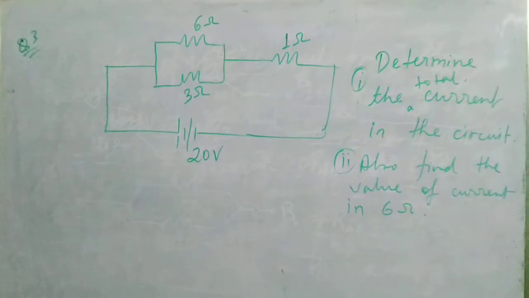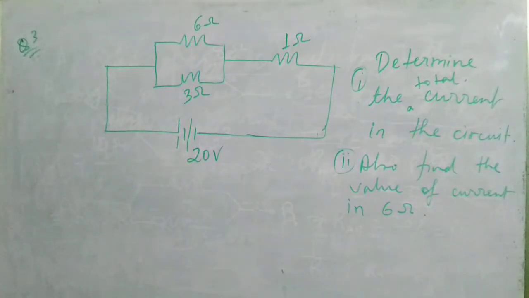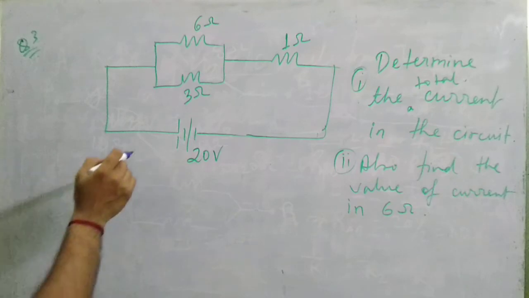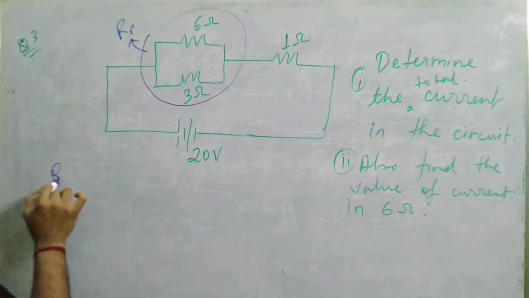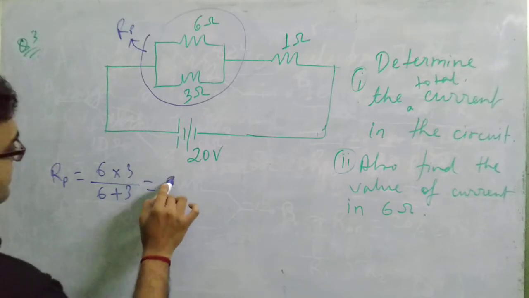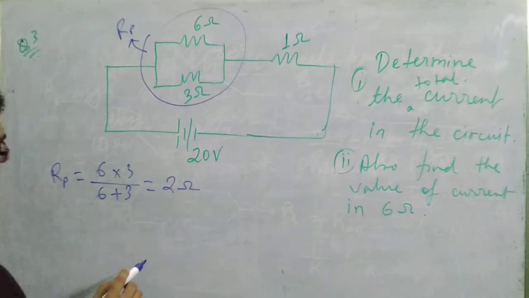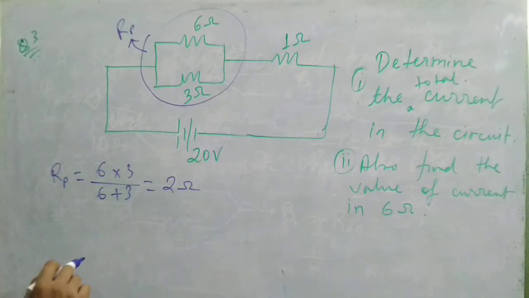Okay, so total current. Before coming to solve the total current, first of all you have to find out the equivalent resistance. How can we get the equivalent resistance? See, these two resistances are connected in series or in parallel. By now you have been able to understand that they are connected in parallel. So just consider the equivalent resistance here as Rp. So Rp turns out to be 6 into 3 by 6 plus 3, so 18 by 9, it's 2 ohm. Okay, 2 ohm, isn't it? 6 into 3, 18, 6 plus 3, 9.